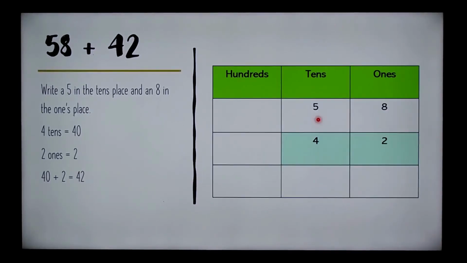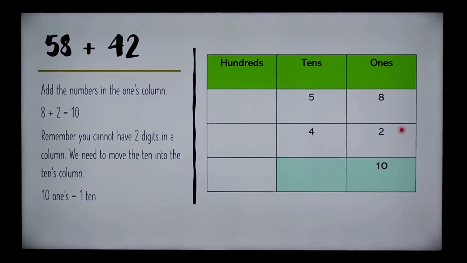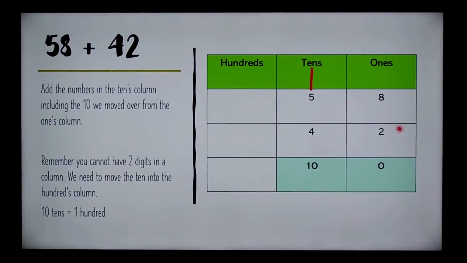And then we do the same with the 42. Put the 4 in the tens place and the 2 in the ones place. So we add up the ones, and notice how we get a 2-digit number again. So what we do is take that 1 from the tens place and put it in the tens column, and we're left with a 0 here.